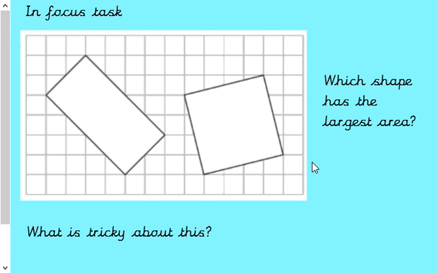Okay, so our in focus task this morning, it says which of these 2 shapes has the largest area? And what I want to be thinking about this morning is what makes this tricky. So press pause now while you're looking and press play when you're ready to carry on.